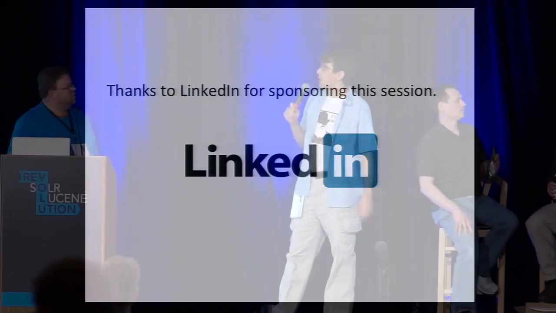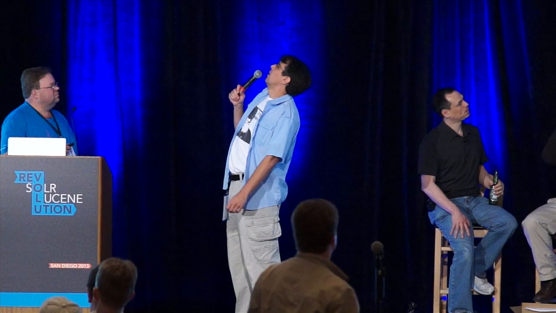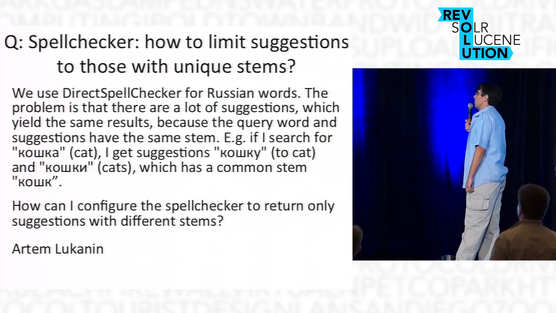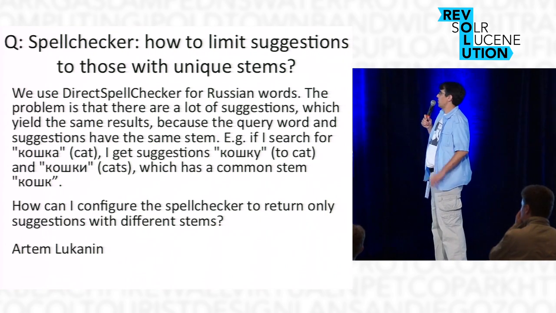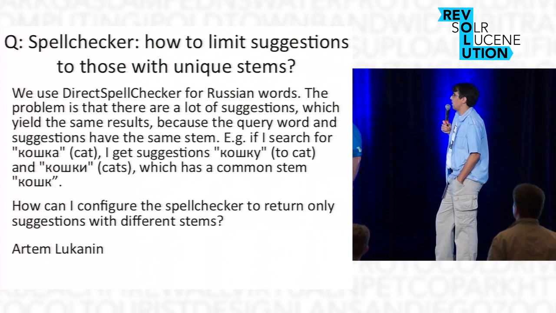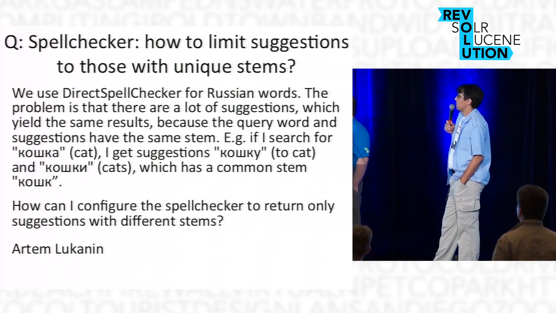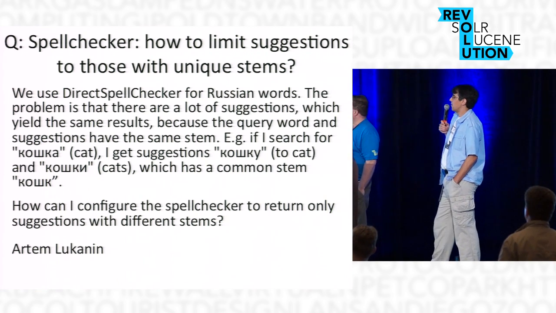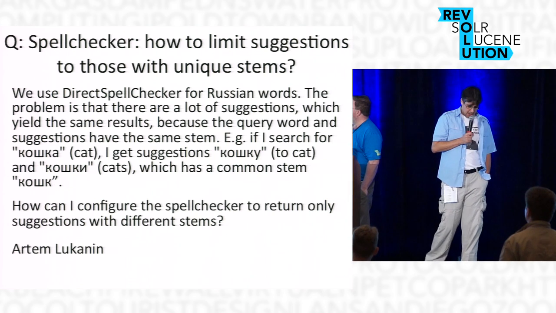Diving right in. So here's the first question. All right, so first question, emailed us in. Spell checker, how to limit suggestions to those with unique stems. Ooh, okay, so direct spell checker, Russian words, a lot of suggestions, same result because they query the word and the suggestions have the same stem. How can I configure the spell checker to return only suggestions with different stems?